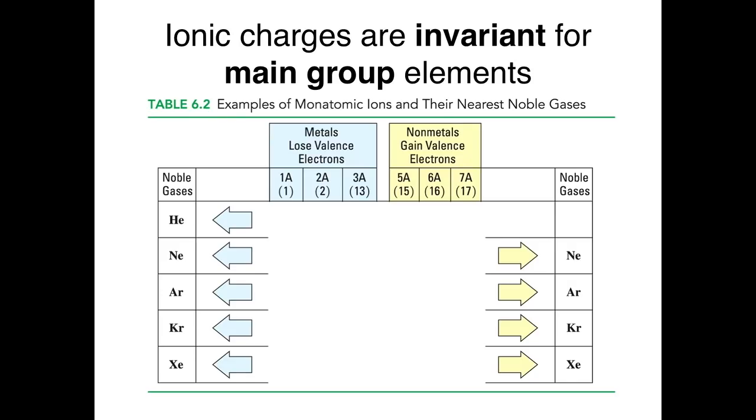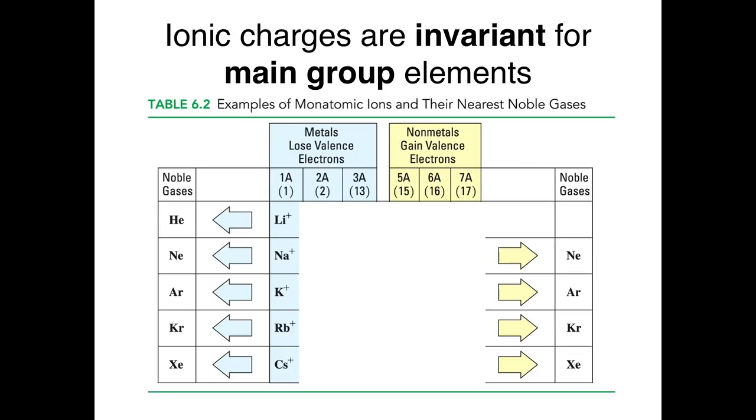You don't have to do that every single time if you know the simple trend. The trick is to look at what groups the elements belong in. For example, if the element is in group 1A, they will always need to lose 1 electron, so they will always be 1 positive. For example, lithium will lose 1 electron to become similar to helium. Sodium will lose 1 electron to look like neon. Potassium will lose 1 electron to look like argon, so on and so forth.